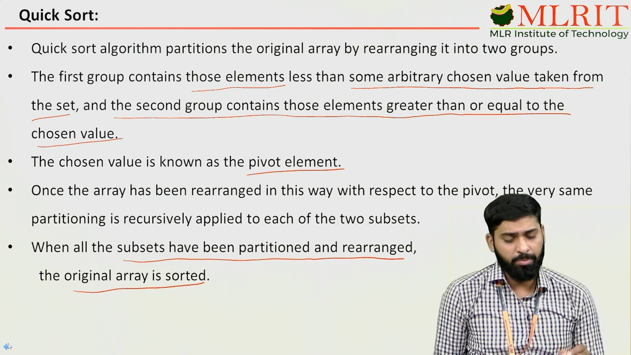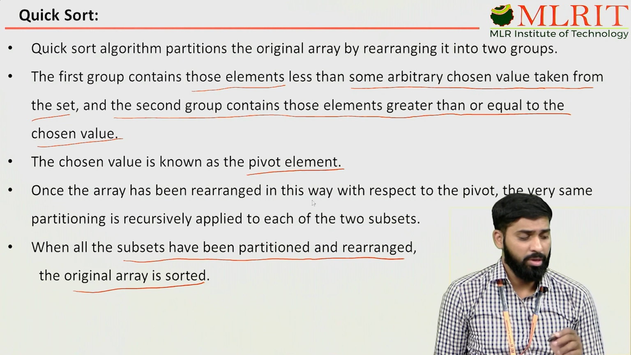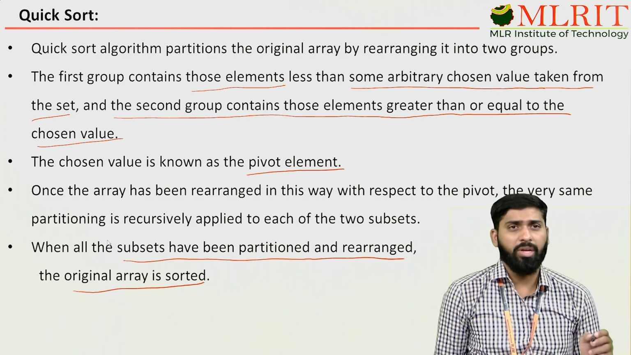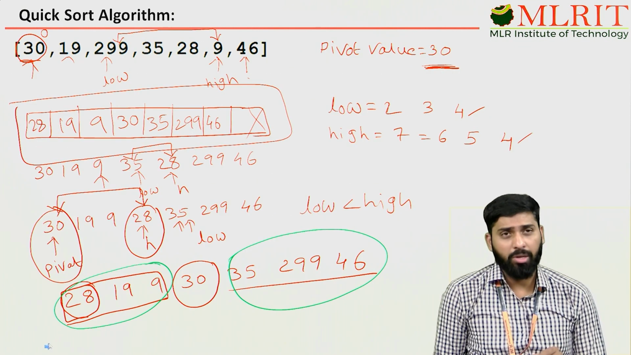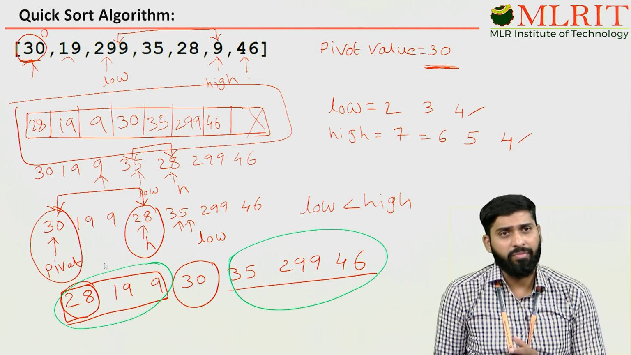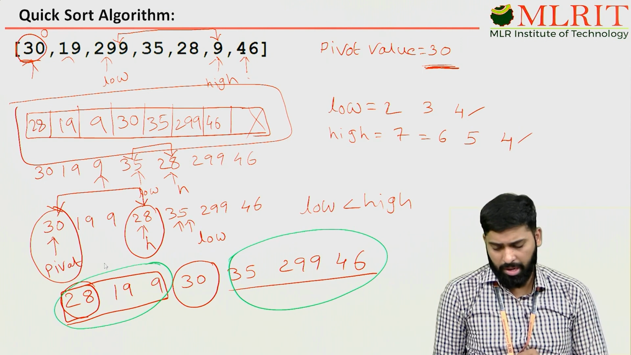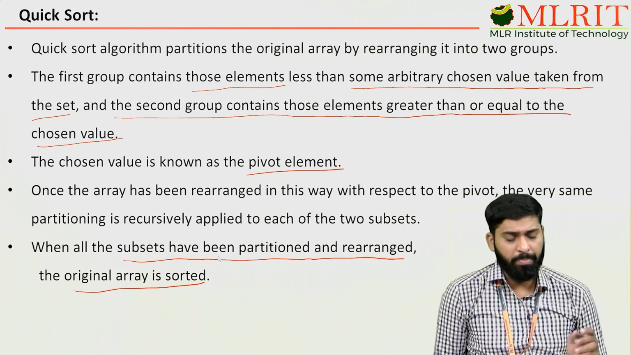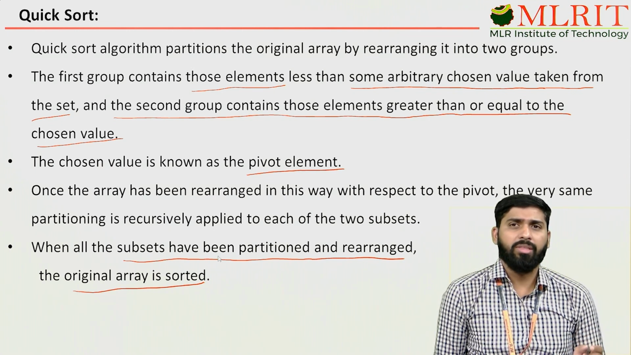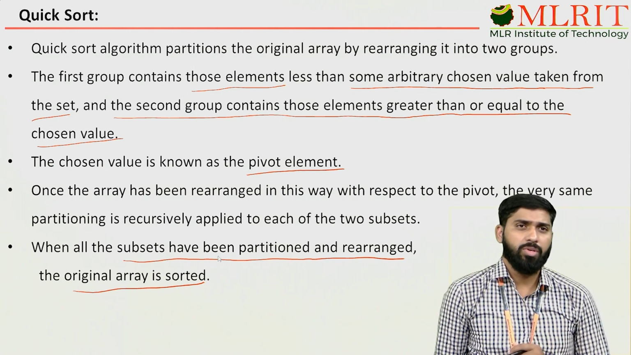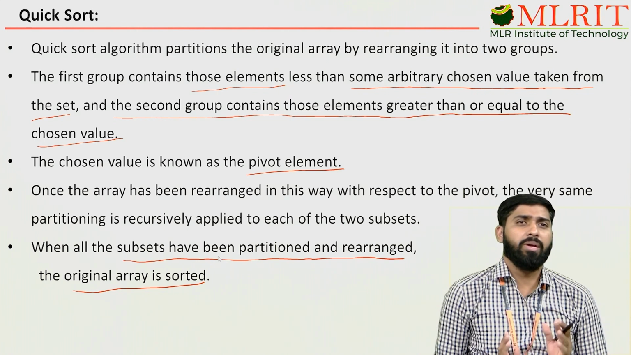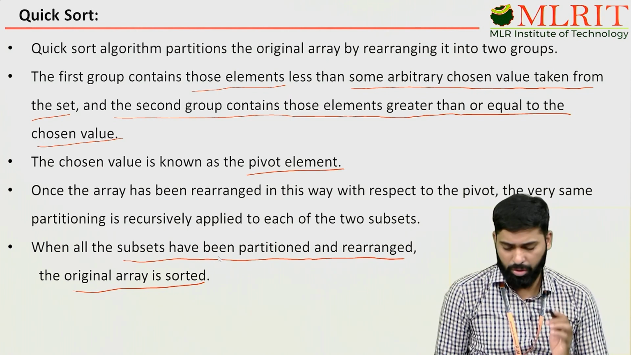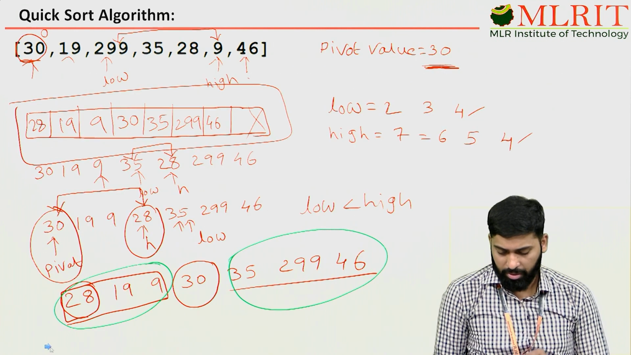Once the array has been rearranged in this way with respect to the pivot, the very same partitioning is recursively applied to each of the two subsets. The same algorithm we are going to apply to the left side and right side. Then when all the subsets have been partitioned and rearranged, the original array is sorted. Okay, so this is the basic idea of quicksort. I hope you all understand quicksort.